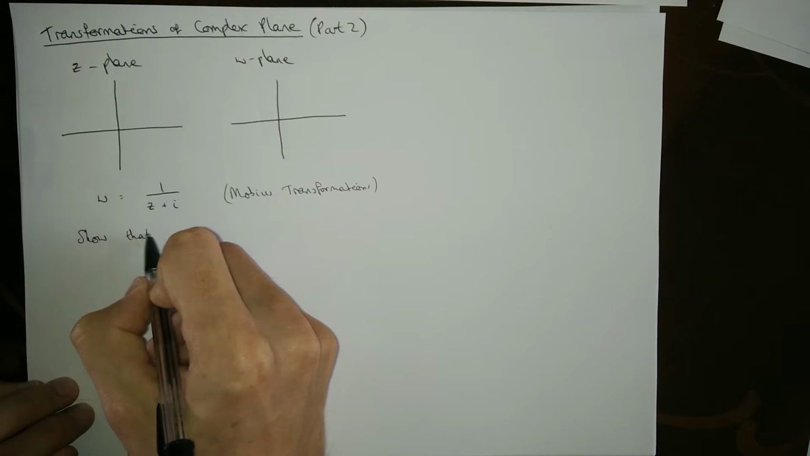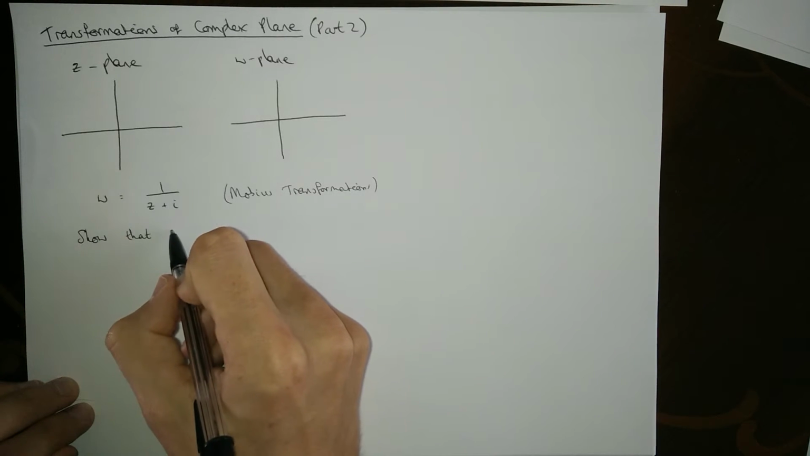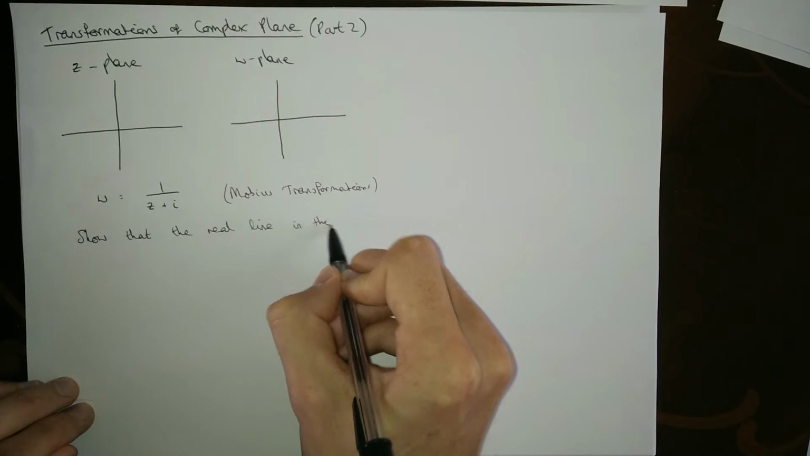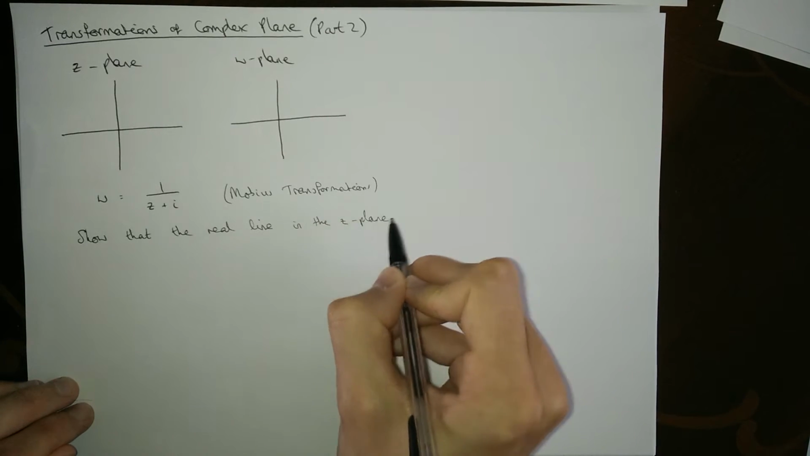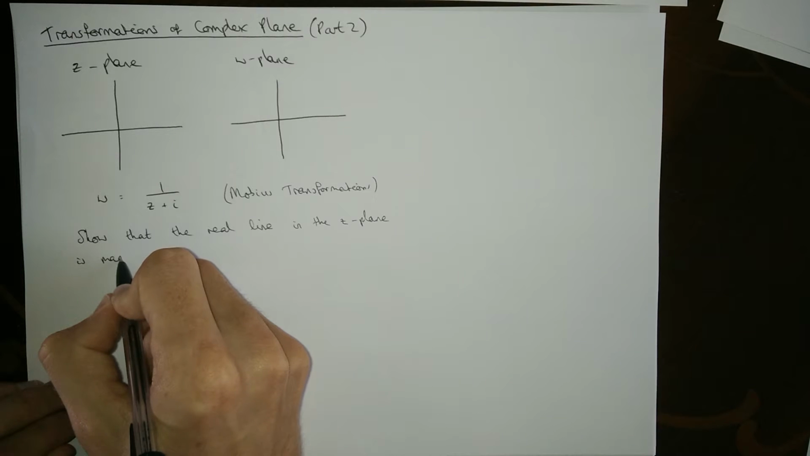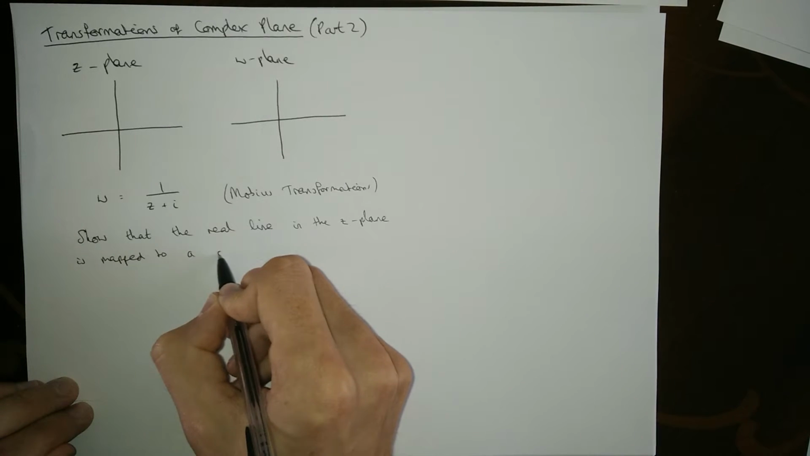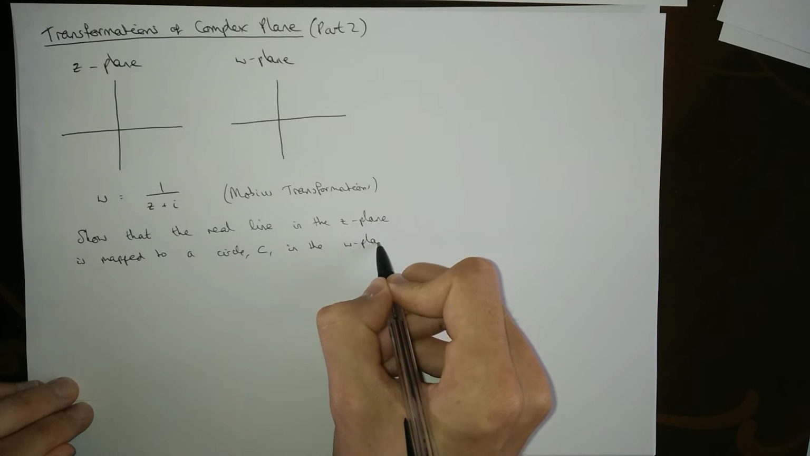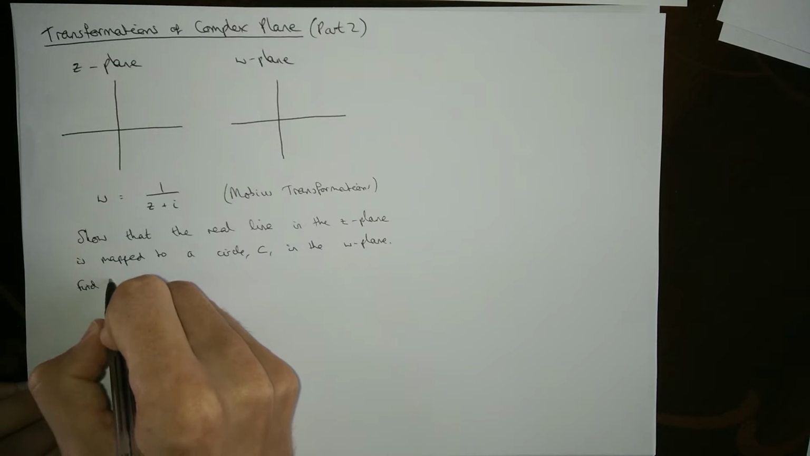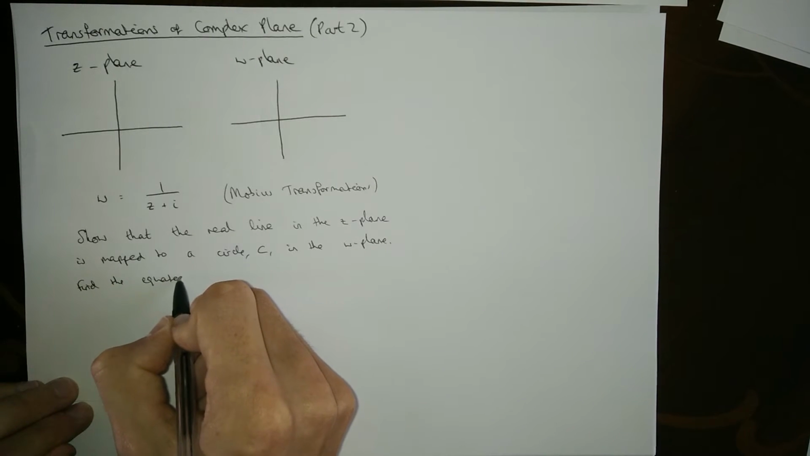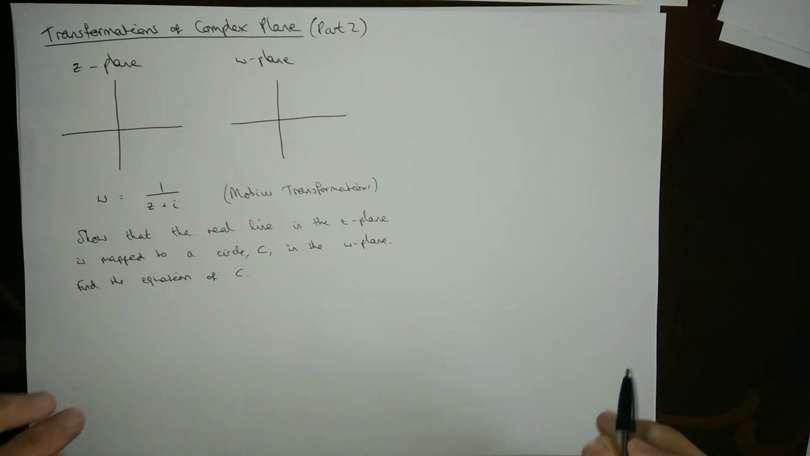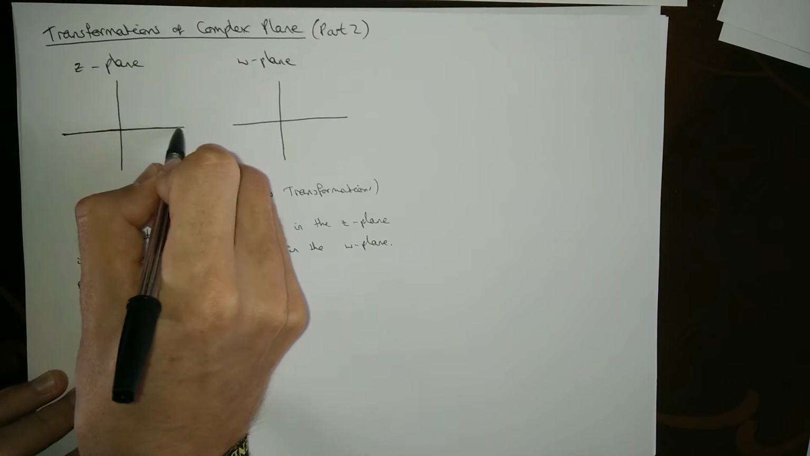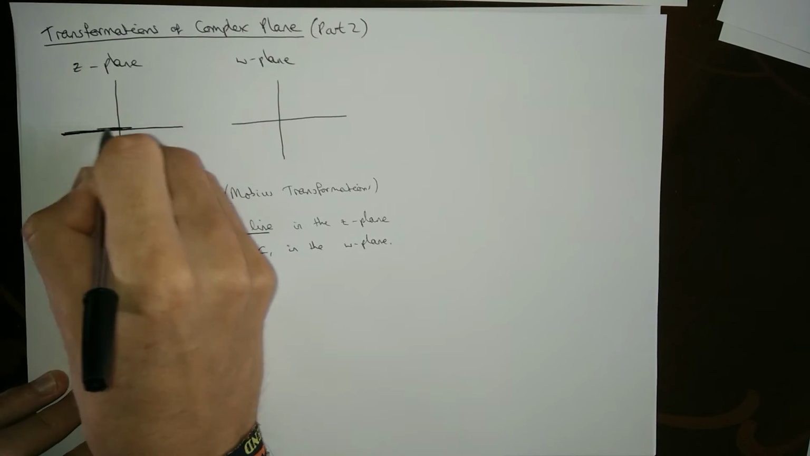So let me write this down. The kind of thing they'll ask you in exams like this: show that the real line in the z-plane, so that's a straight line, right, is mapped to a circle, which we'll call C, in the w-plane. And moreover, can you find the equation of this circle C? So the real line is the line here, the real axis.